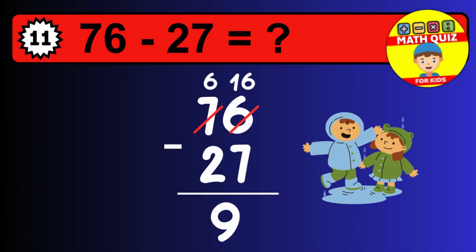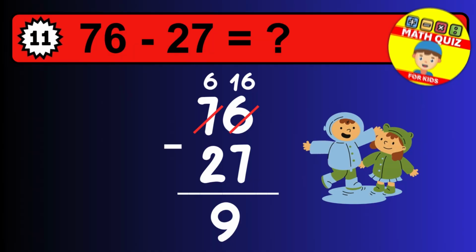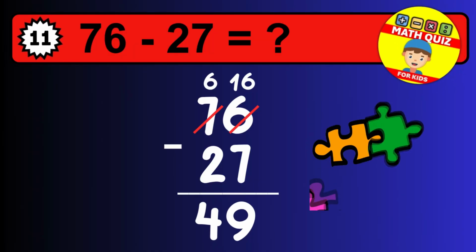Now we subtract. 16 minus 7 is 9. Then we go to the tens. 6 minus 2 is 4. The final answer is 49.